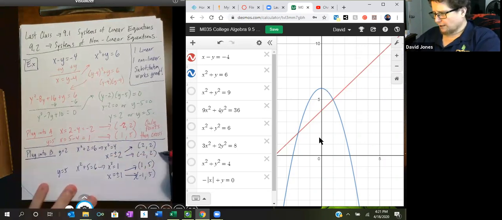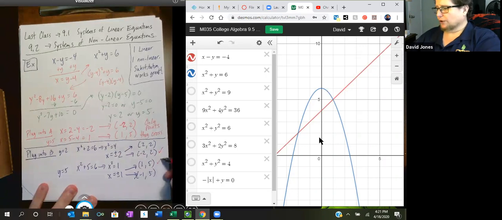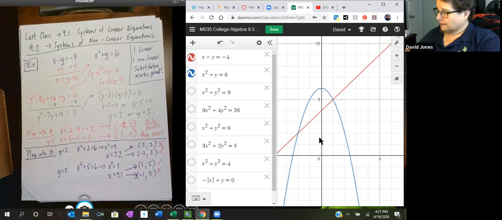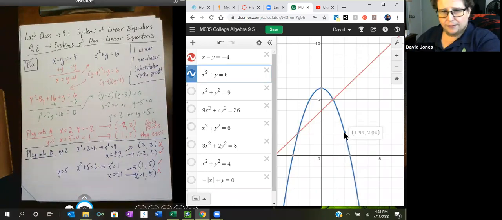We just saw that one works, that one works, that one doesn't, that one doesn't. Where is 2, 2? 2, 2 is right there. It's only on one of the graphs. Negative 1, 5 is back here. It's only on one of the graphs. It didn't work.